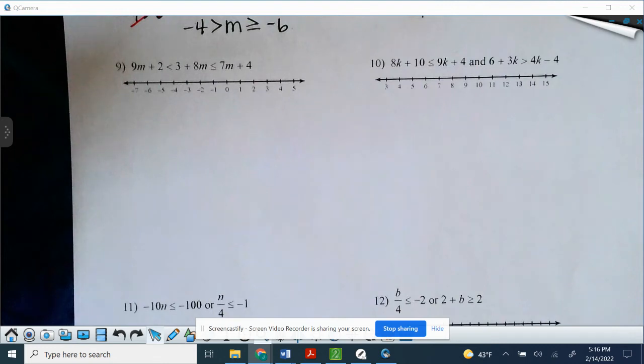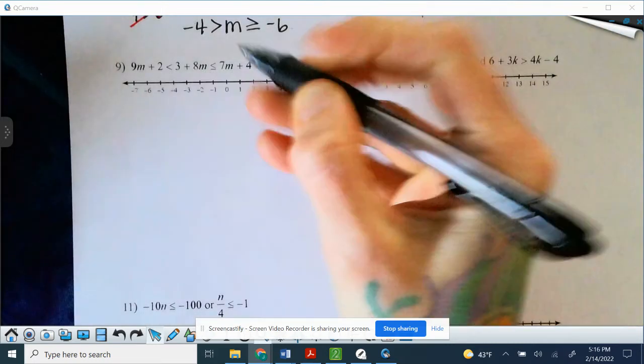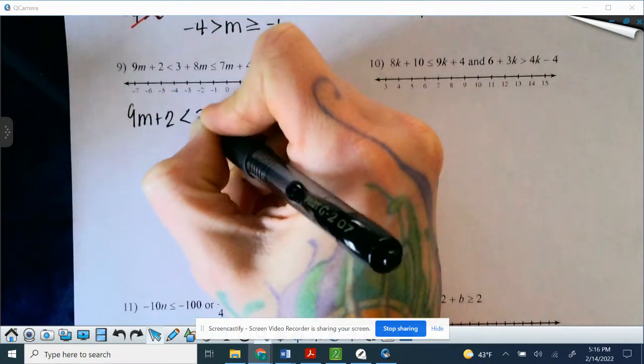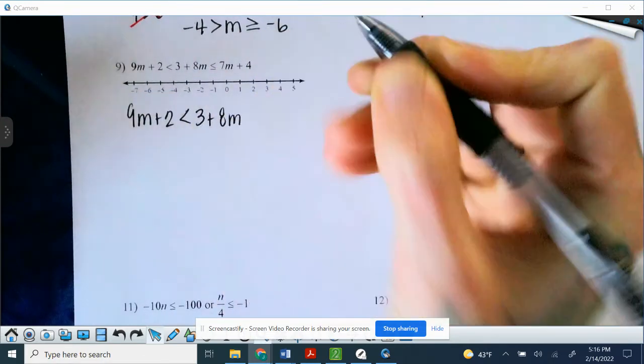Okay, guys, so two more ands, and then we're done with our ands, and the next video is going to be on our or compound inequalities. But these have variables on both sides. Don't panic. Same process. So when they're written as a compound, we're going to write 9m plus 2 less than 3 plus 8m. Next inequality, so stop.